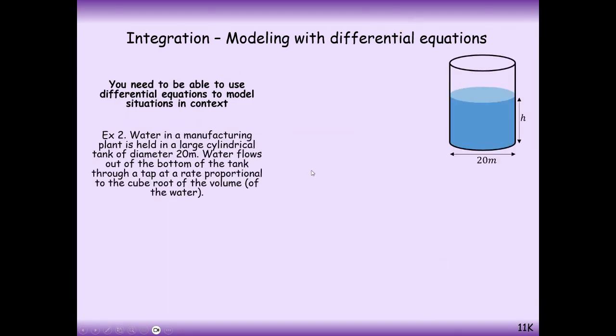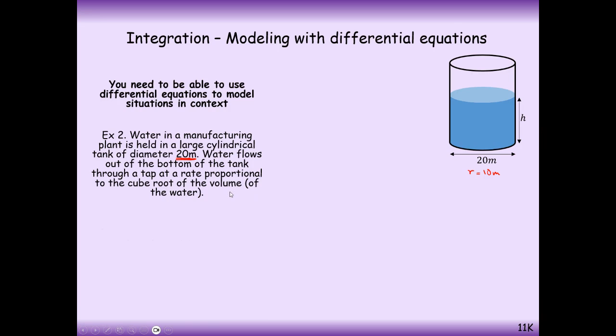So, let's look at the next example here. We are given a cylinder. The cylinder is partially filled with water. The diameter of the cylinder is 20 meters. What that means is that the radius is 10 meters. Water flows out of the bottom of the tank through a tap at a rate proportional to the cube root of the volume.